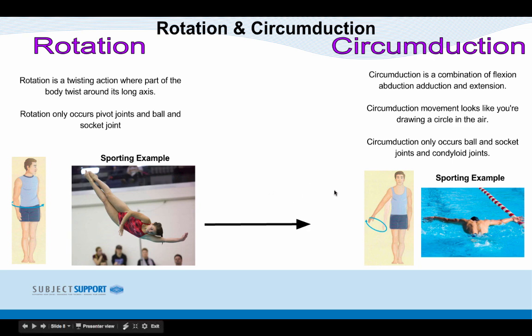Circumduction is a combination of flexion, adduction, abduction and extension. Circumduction movements look like you're drawing a circle in the air. Circumduction only occurs at ball and socket joints and condyloid joints. A sporting example of this would be butterfly in swimming. An example of this would be rotating your hands in a circle with your arm extended.